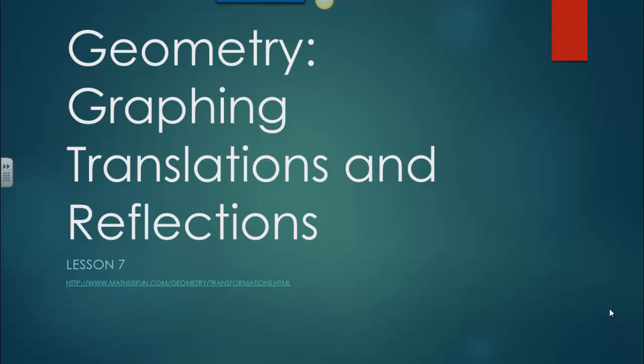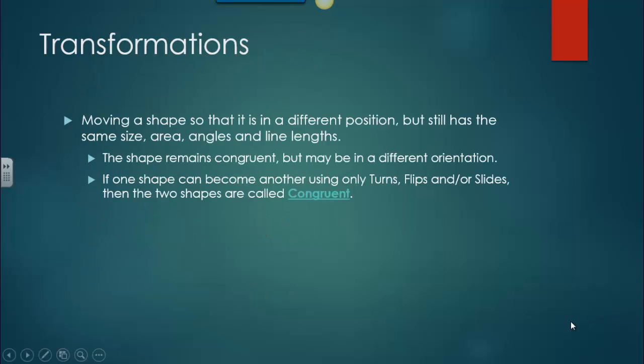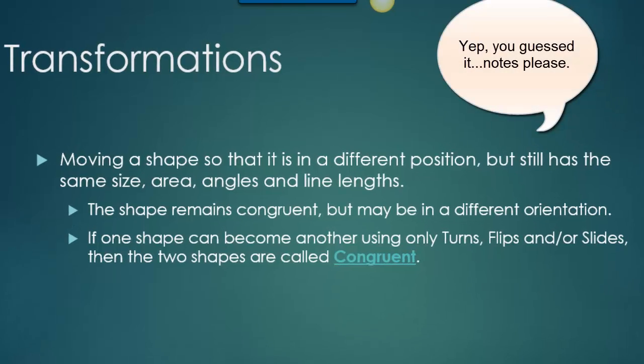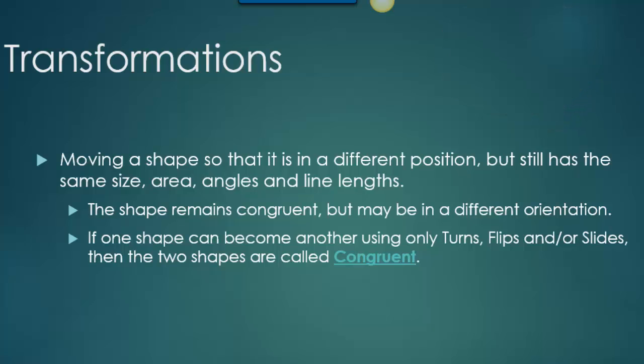Okay, welcome to Lesson 7 in Geometry, Graphing Translations and Reflections. So, transformations are the movement of a shape so that it is in a different position from where it began, but it still has the same size, area, angles, and line lengths.